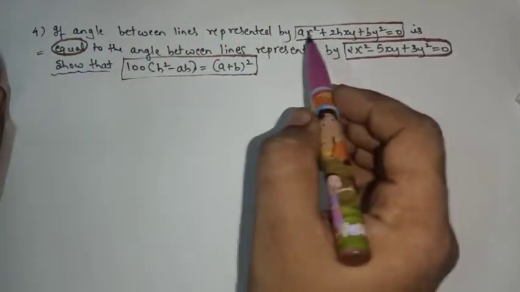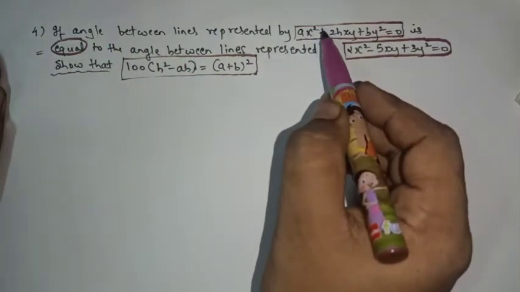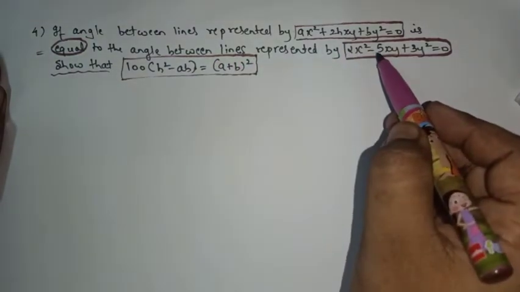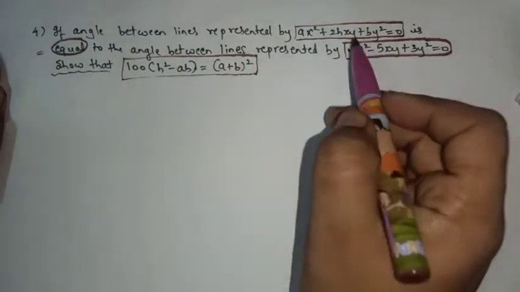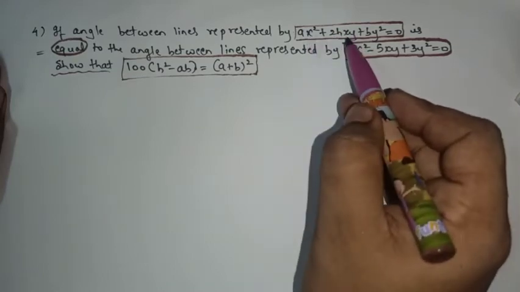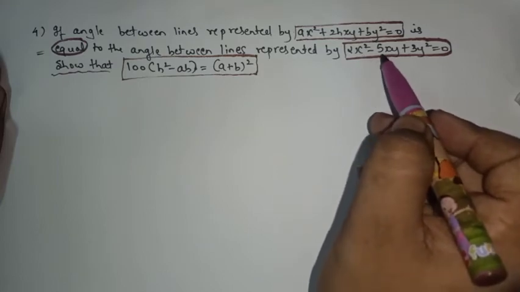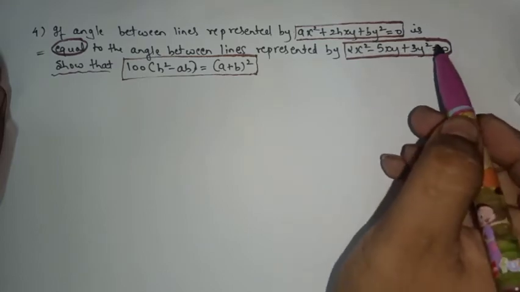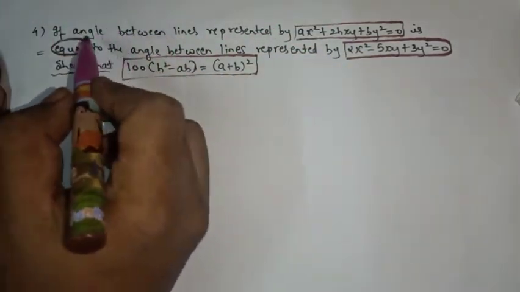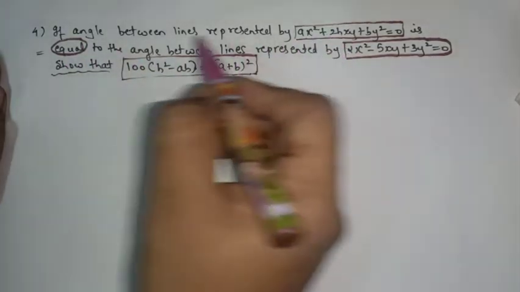But according to the condition, the angle for this equation is equal to the angle between the lines represented by this. So here we have two equations in the form of ax square plus 2hxy plus by square equals to 0. But it says that the angles are equal. So I don't know the angle of this line.